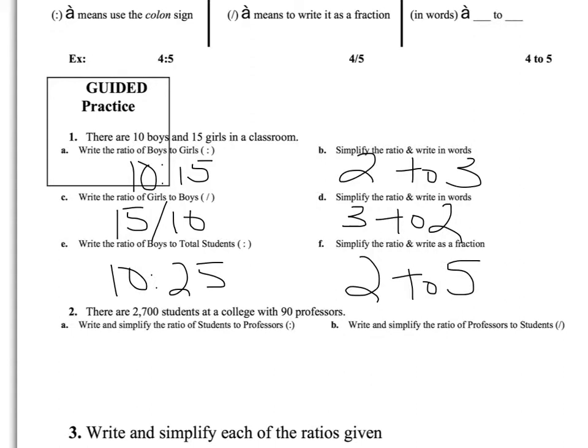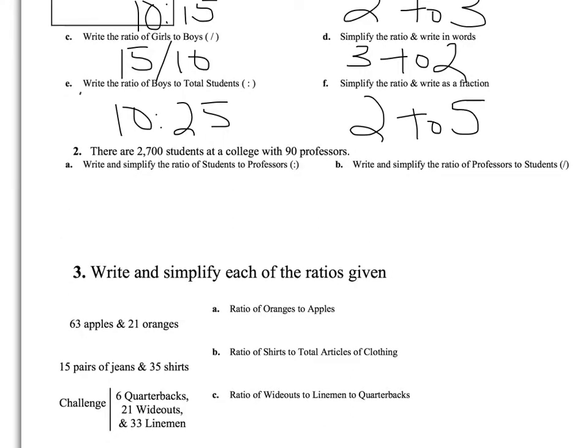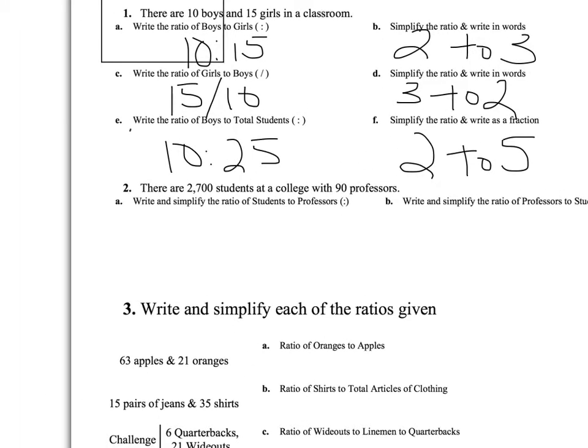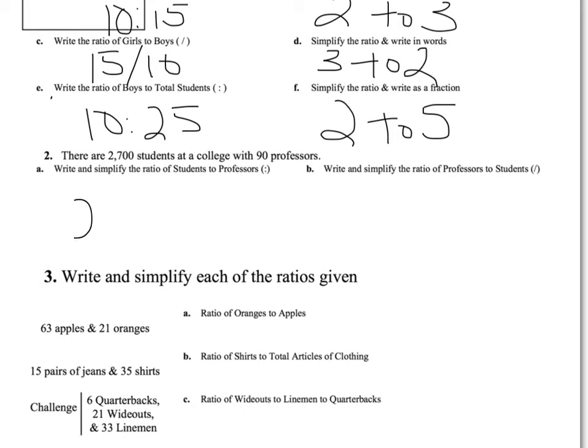Okay. Now we're going to increase it a little bit here with bigger numbers. We have 2,700 students and 90 professors at a college. Write and simplify these ratios. Do A and B. You have 15 seconds to do this. Go. Okay. So 2,700 to 90 students. Give me students. That one's pretty easy right here. Here we go. 2,700 to 90 professors. But I'm looking for someone to help me reduce this now. Who can reduce this for me?